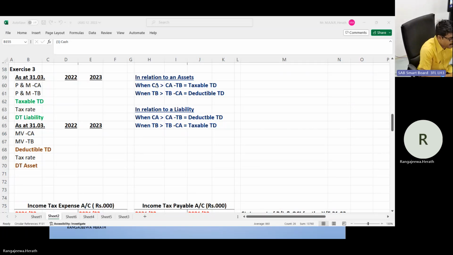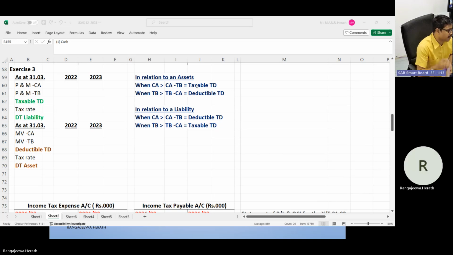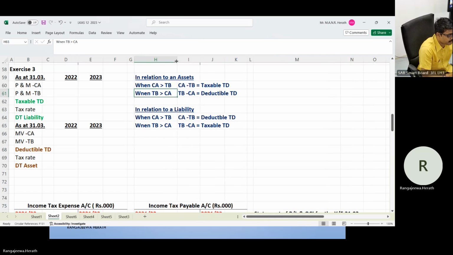It is the relationship. When the carrying amount of an asset is greater than the tax base of the asset, the resulting difference is a taxable temporary difference. The asset carrying amount is the accounting book value figure, and the tax base is the tax value figure. If the tax base is greater than the carrying amount, then the difference is a deductible temporary difference.